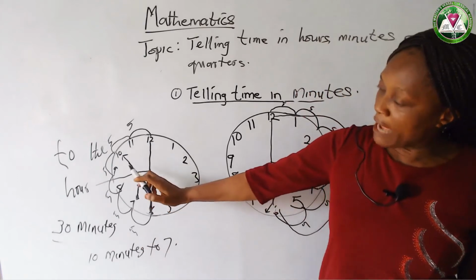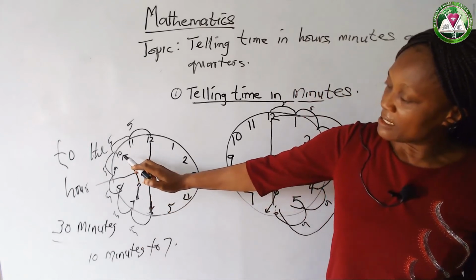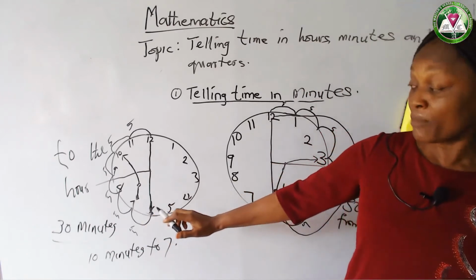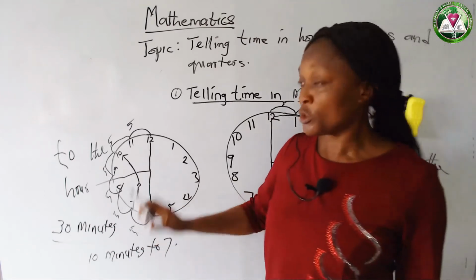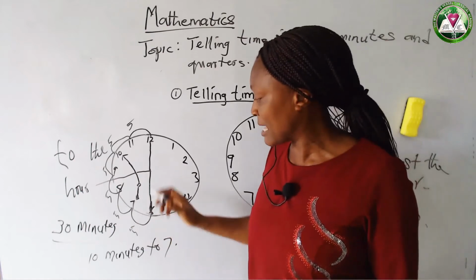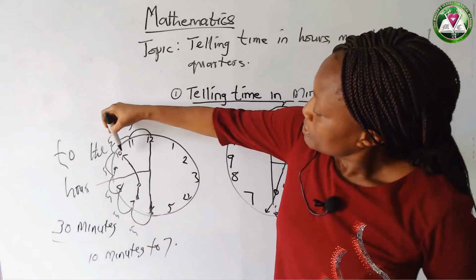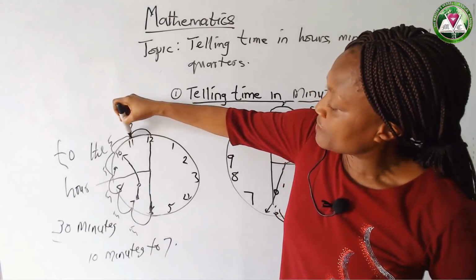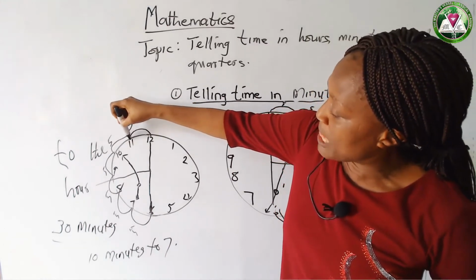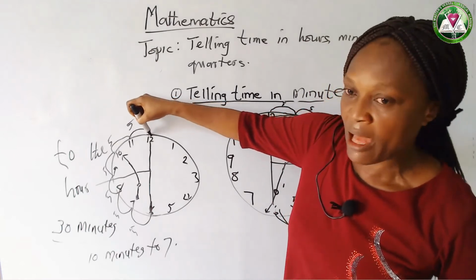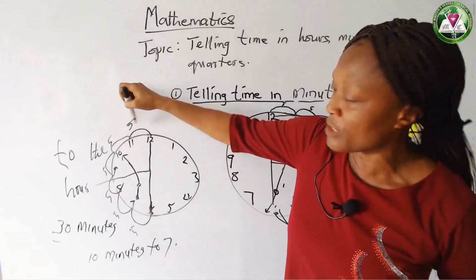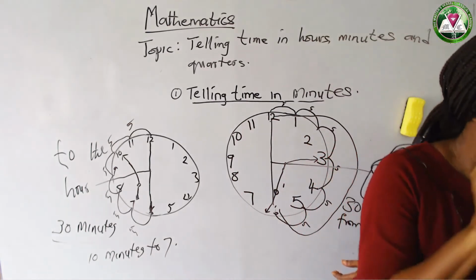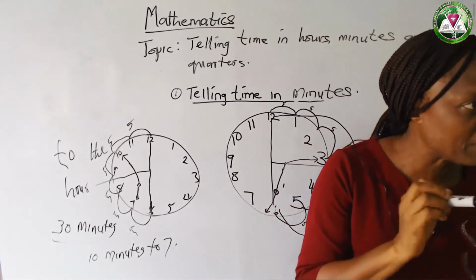The long hand is at 10, while the short hand is not exactly at 7, but it's not exactly at 7 o'clock. From 10 to 11 is 5 minutes, and from 11 to 12 is another 5 minutes, which when you put them together, becomes 10 minutes to 12. Children, do you understand me?